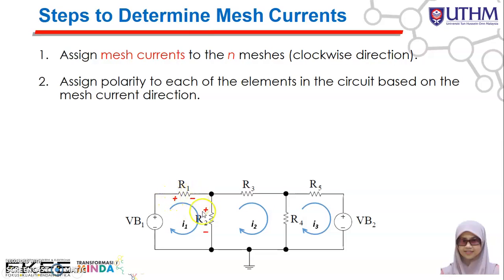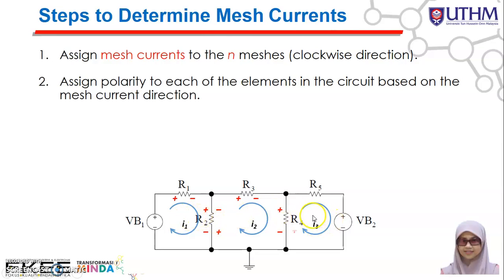So that's why you have here positive and negative. And then for the second loop, the current flows from this point to here, here, and here, completing one cycle. So that's why here you have positive, negative, positive, negative, and positive, negative. Take note at the R2. The polarity based on I1 is positive and negative, but the polarity based on I2 is positive and negative, right? So for R2, they will be having two different polarity.